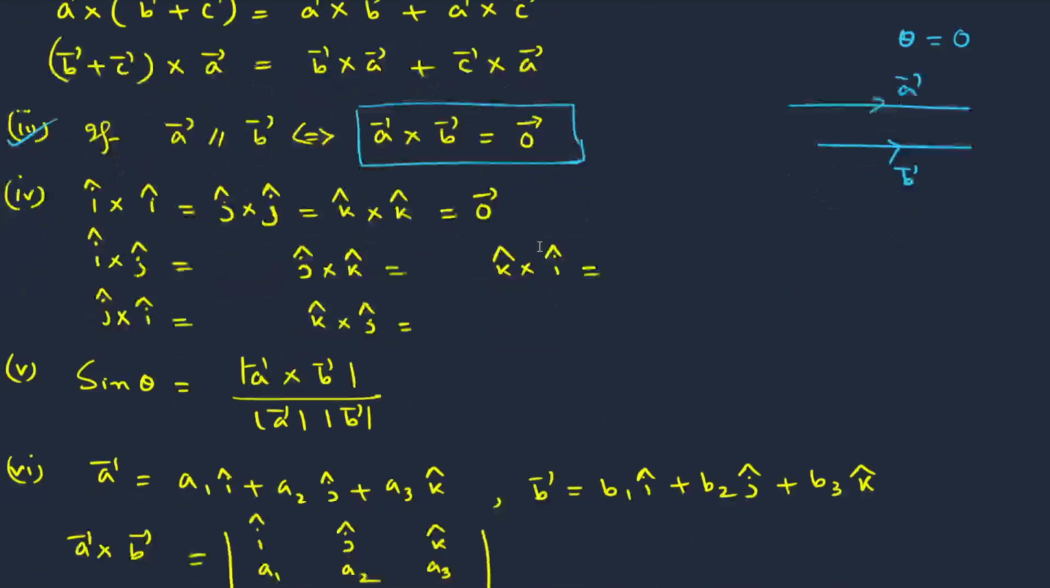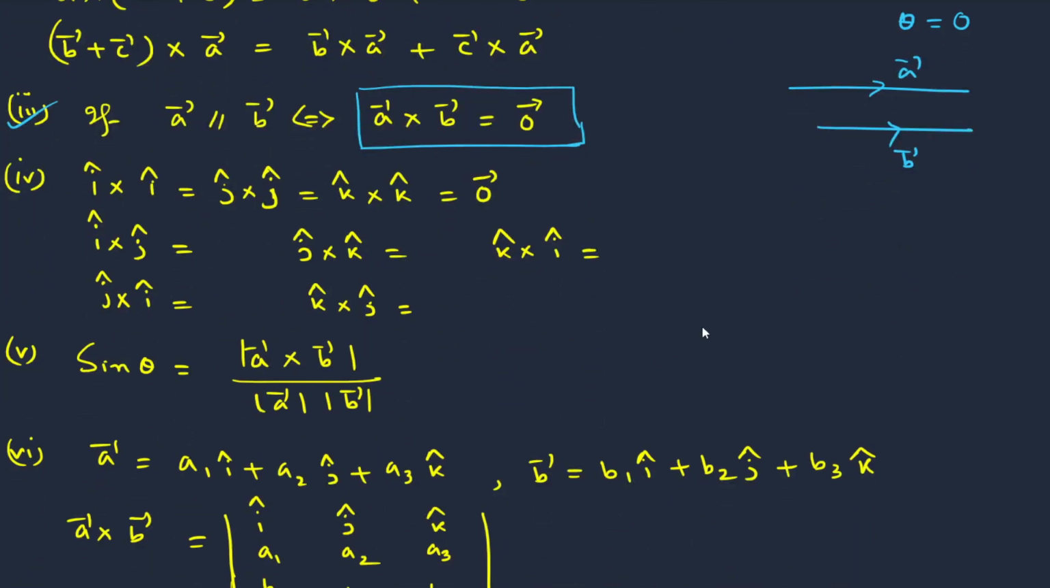This is one more interesting property, property number 4. If you cross the same vector, I cross I, because the angle between them is what? 0. So if we take the same vector twice, then theta is 0 and sin 0 is 0. So that's why I cross I, J cross J, K cross K, they will all become 0.